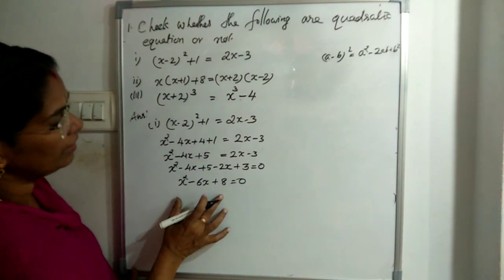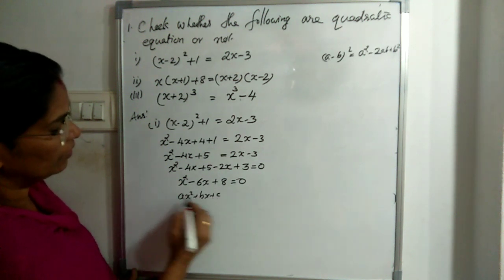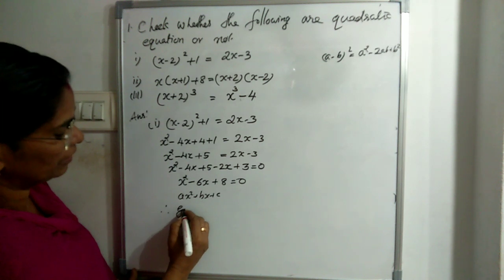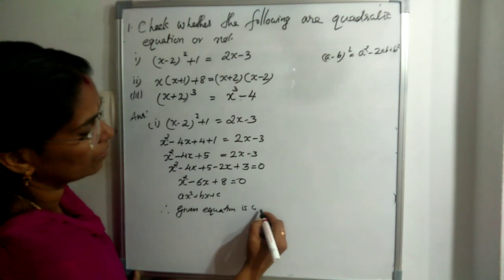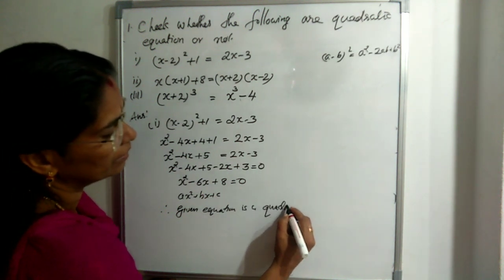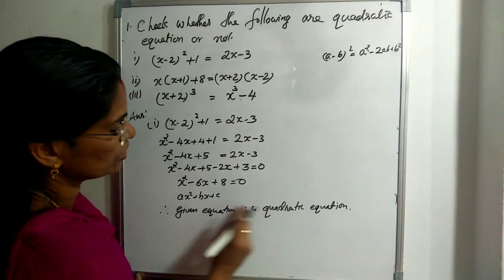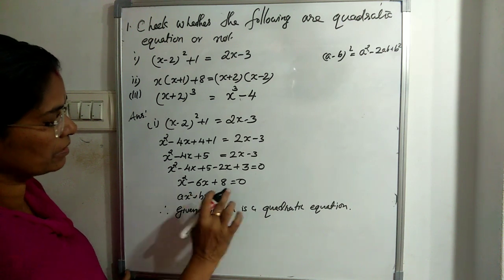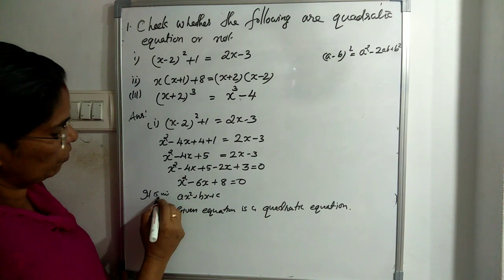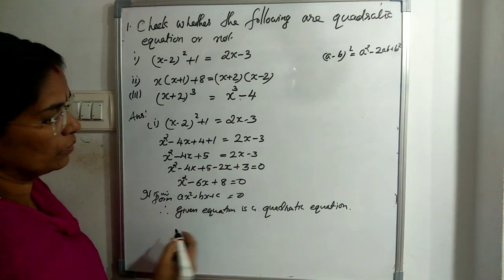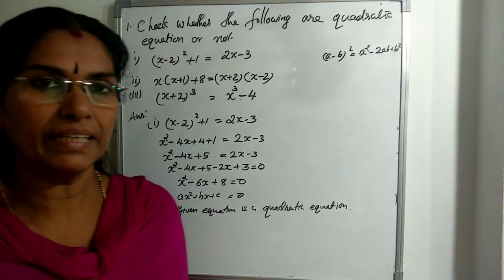Now, our given equation is in the form ax square plus bx plus c. Okay, so we can say, therefore the given equation is a quadratic equation. It is a quadratic equation because after solving, we got it in the form ax square plus bx plus c equal to 0. So we can say the given equation is a quadratic equation.